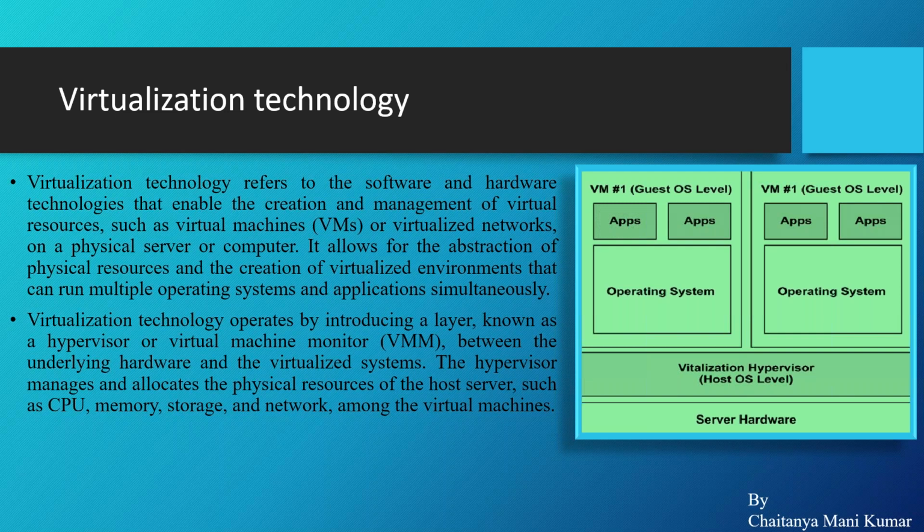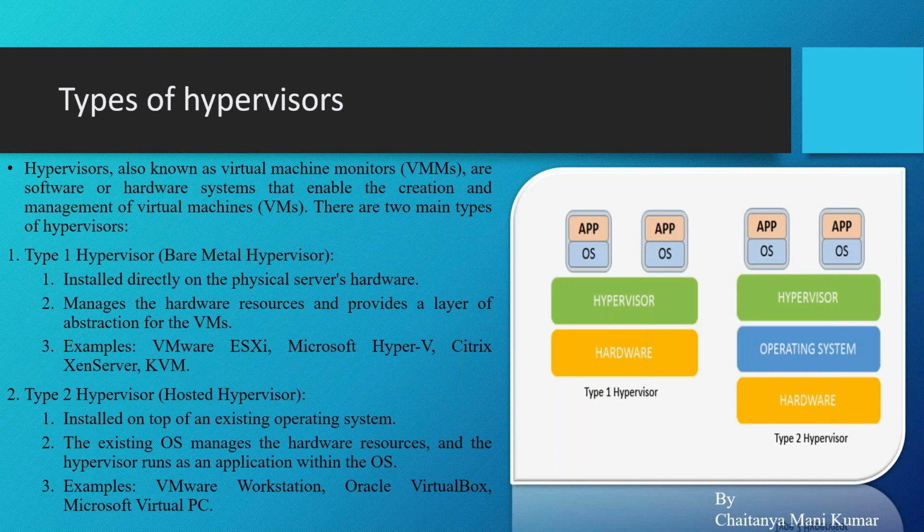The hypervisor manages and allocates the physical resources of the host server, such as CPU, memory, storage, and network, among the virtual machines. Next, what are the different types of hypervisors that we have? Hypervisors are of two types: bare metal hypervisor and hosted hypervisor. We can call them type 1 hypervisor and type 2 hypervisor.